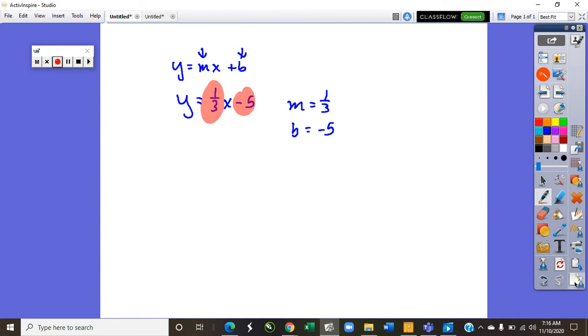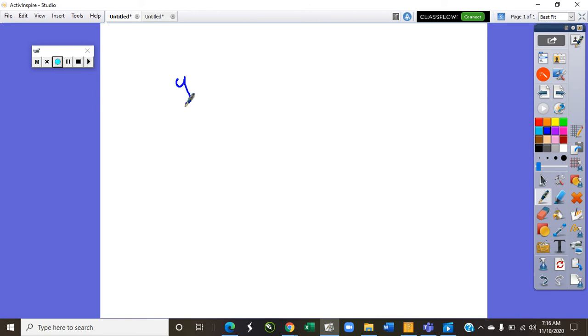All right, let's take a look at another one. Let's say I've got y equals -x plus 2. Well, what's different about this one? We don't really have a coefficient. We don't have a number in front of that variable. Or do we? If you guys remember, when I have a variable by itself, what is its coefficient? That's right, it's 1.